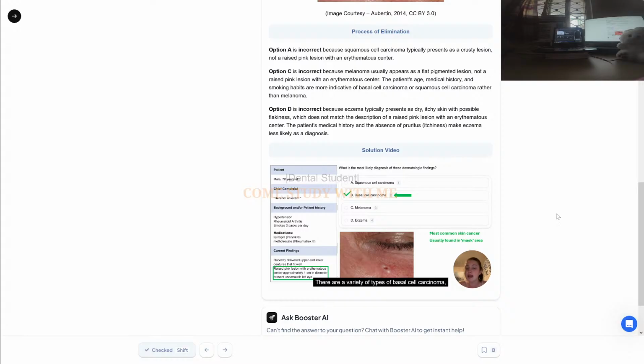There are a variety of types of basal cell carcinoma, but the most common presentation is as a firm, painless, pink papular nodule that is slow growing and has a central umbilication that we see here. That's where that erythematous center is. This lesion often ulcerates in the center and has raised rolled borders. They have no hair within them and they're pearly or opalescent when pressed.